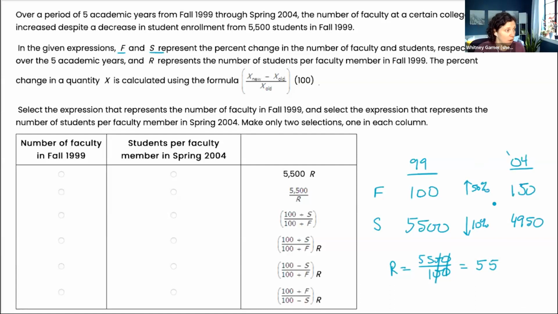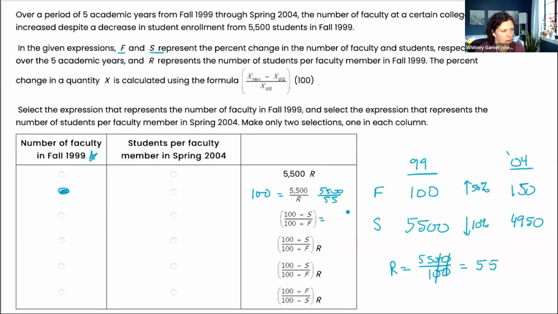What I've got to figure out now is to select the expression that represents the number of faculty in 1999. Well, I said that the number of faculty in 1999 is 100. So I need to figure out which one of these is 100. So is it 5,500 times R? No, that's way too big. 5,500 divided by R, which is 55. That would work, right? This one's 100. Or I'm going to go ahead and calculate these.